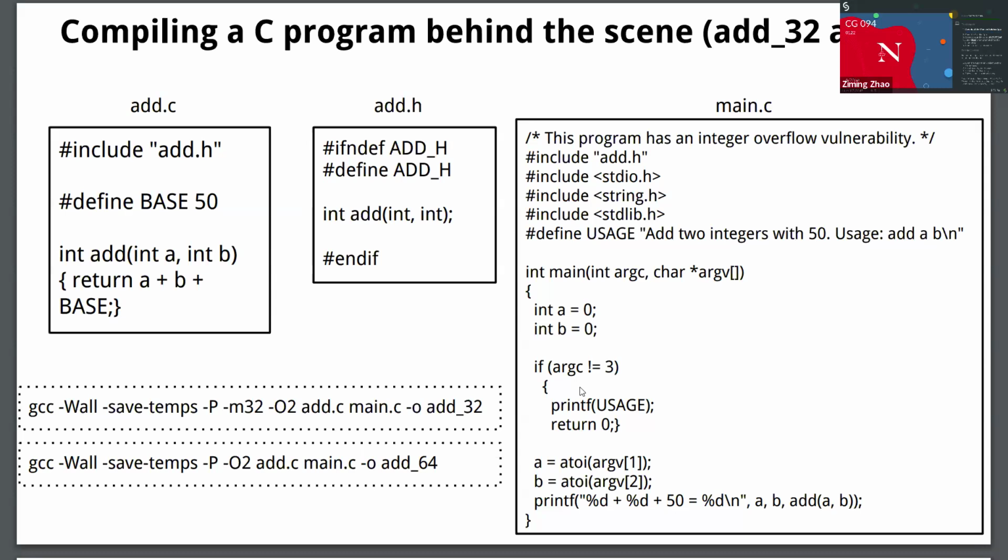Then we also have a macro there to define a usage, which is a string. Then we have the main function. In this case, the main function takes 2 arguments. The main function can take up to 3 or 4 arguments, I believe. In this case, just 2. The first argument is an integer.